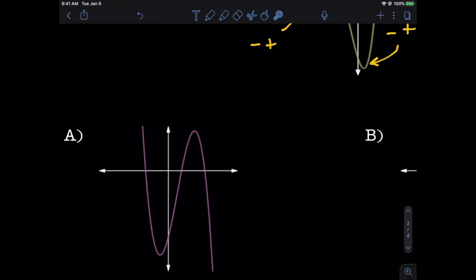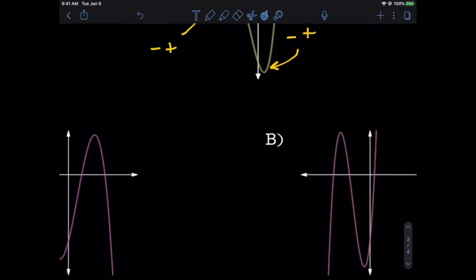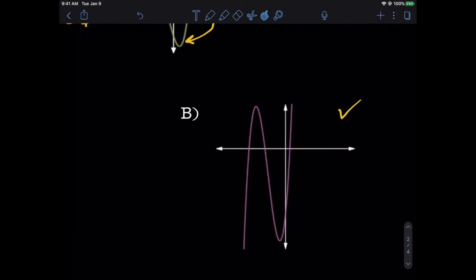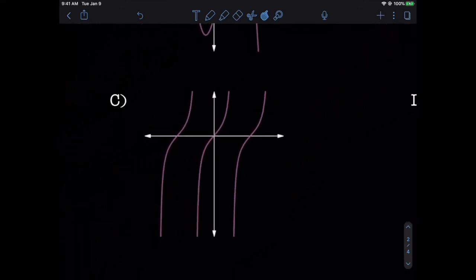We see here that we only have one sign change on the left, and it's not even the correct kind, so we cross that out. And then we move on to the next thing. In answer choice B, we have two changes on the left, one on the right. They are in the correct order, negative to positive, positive to negative, negative to positive. This one checks out, but we still need to check our other answers.